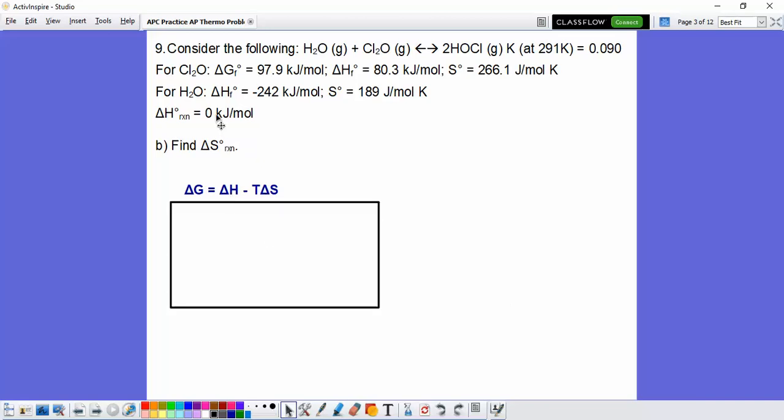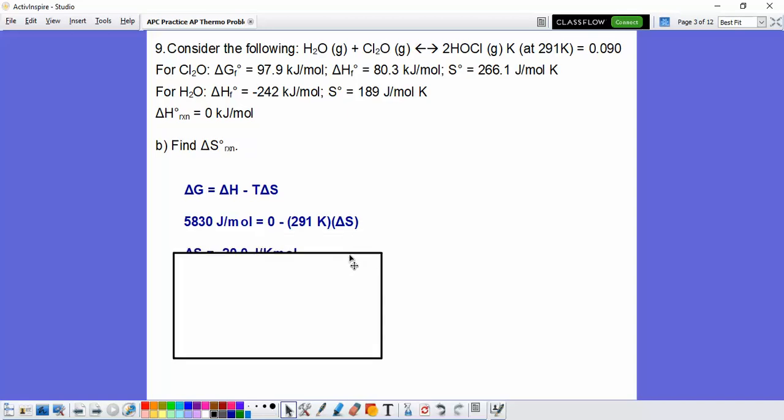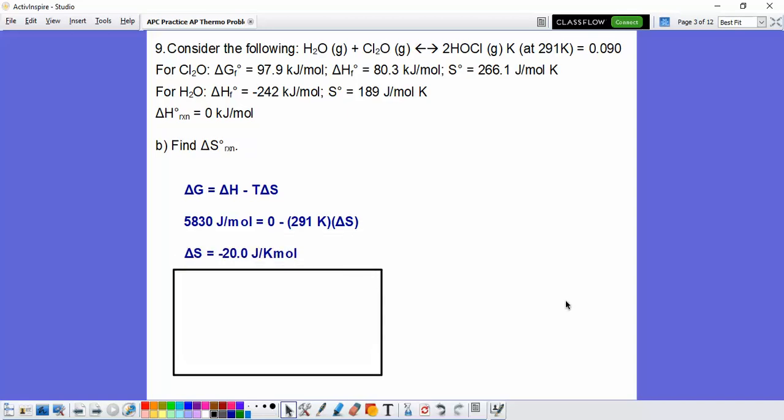And obviously, you don't have to convert the 0 kilojoules per mole to joules per mole because it's still going to be 0. Temperature is 291, so we're going to plug everything in. And again, we can leave delta G in joules per mole. Don't run the risk of making a mistake. So now we just need to use algebra to solve for delta S, and you should get negative 20.0 joules per Kelvin mole.